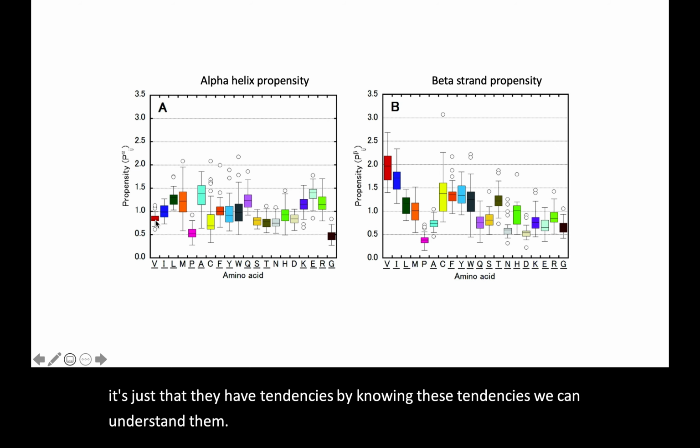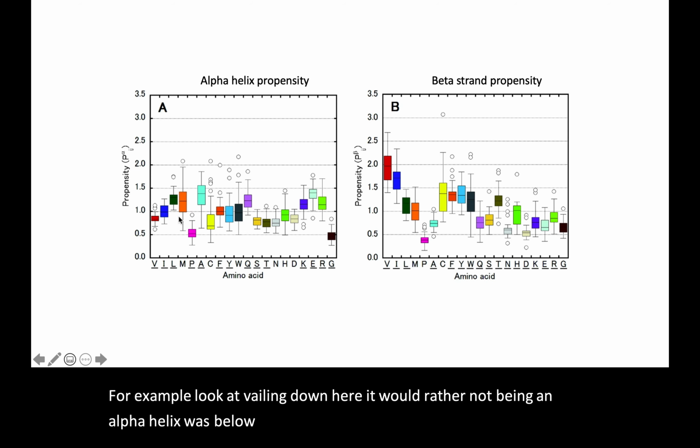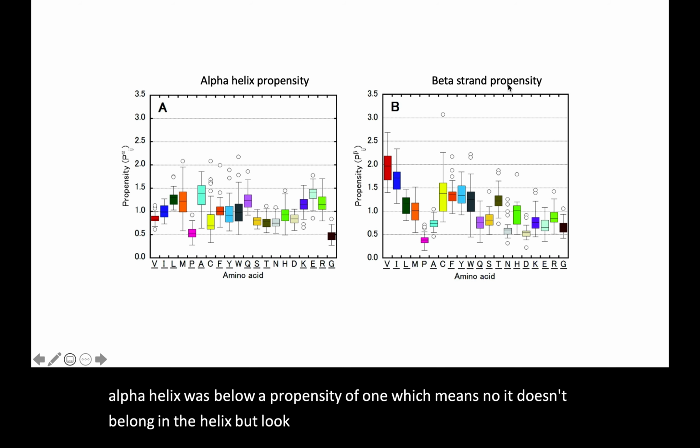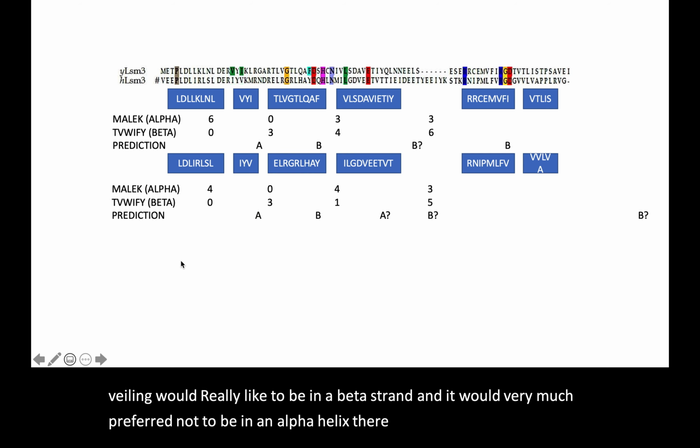For example, look at valine down here. It would rather not be in an alpha helix, so it's below a propensity of 1, which means, no, it doesn't belong in a helix. But look at that. Beta strand propensity is about 2.0. So valine would really like to be in a beta strand, and it would very much prefer not to be in an alpha helix. There we go. That's the kind of level that gives you the understanding.